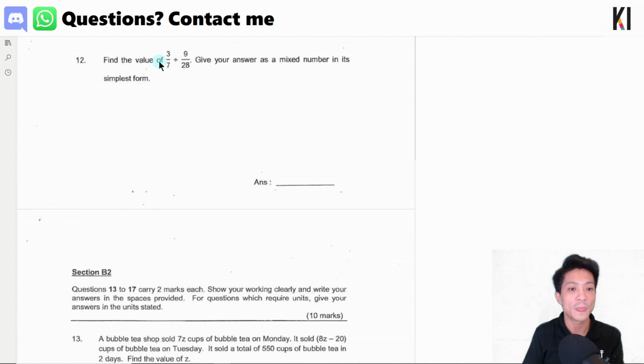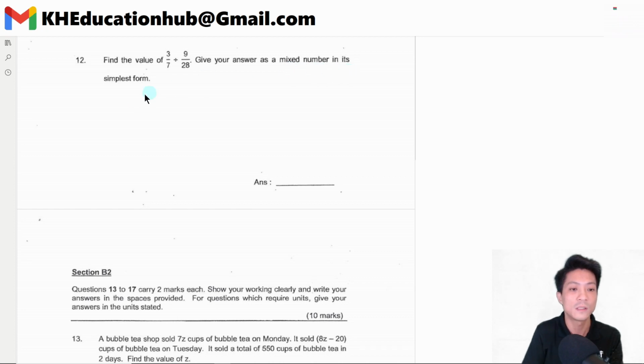Question 12. Find the value of 3/7 divided by 9/28. Give your answer as a mixed number in its simplest form. So we're going to immediately change it into a multiply, 28/9.